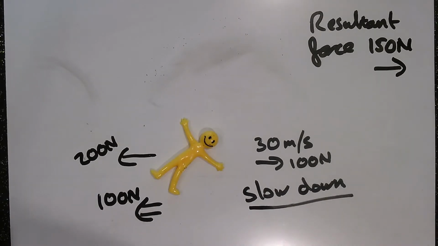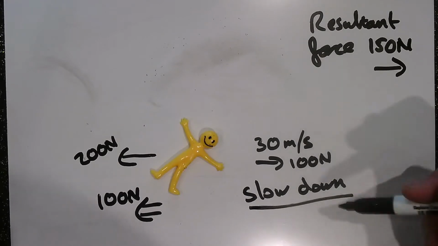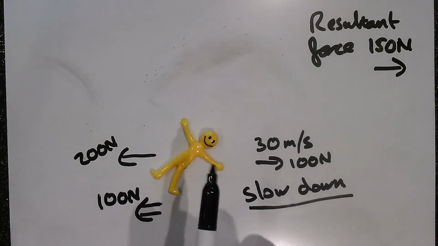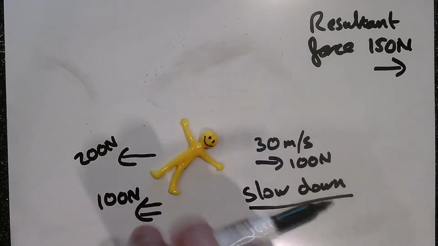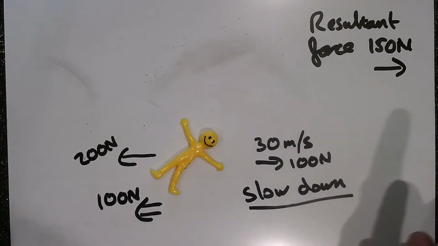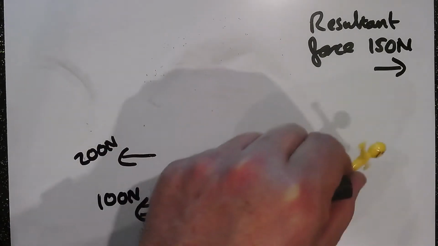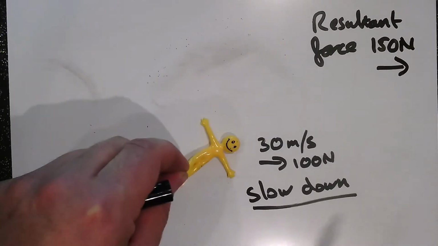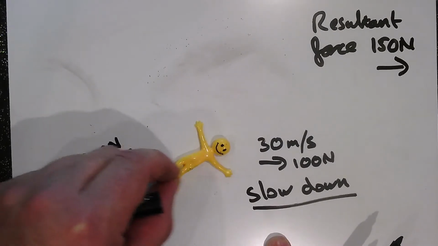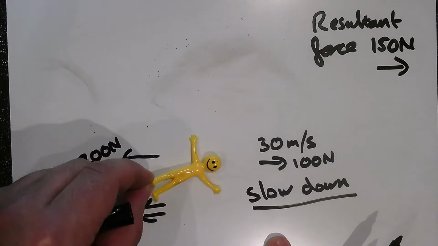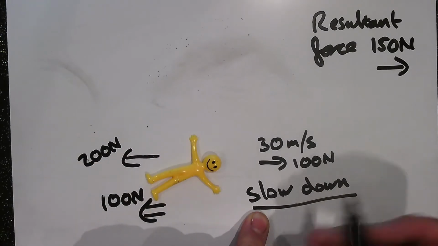So we've looked at two scenarios. One where the resultant force is in the direction of the motion where he was bombing along, and we said speeds up. Now he was bombing along, someone grabs him and exerts a resultant force in the opposite direction, so he slows down.